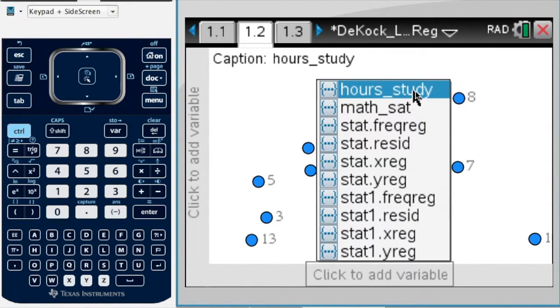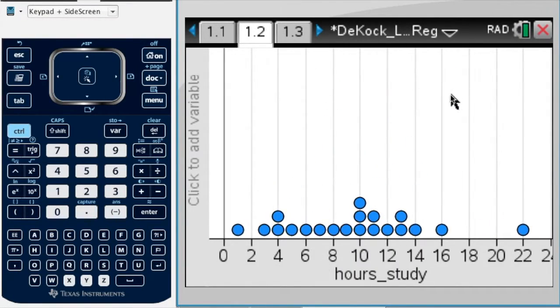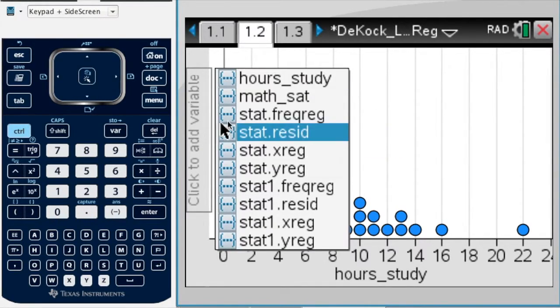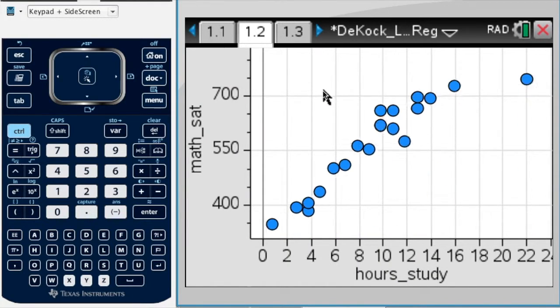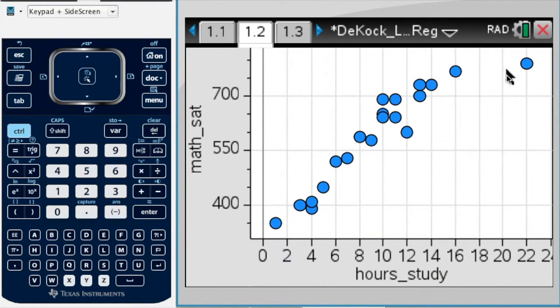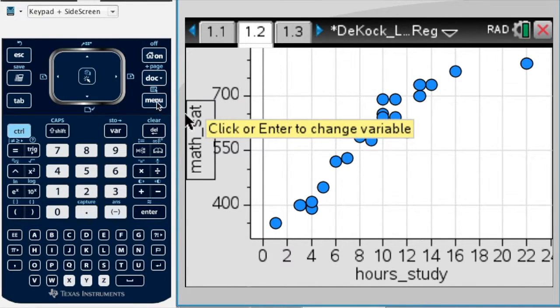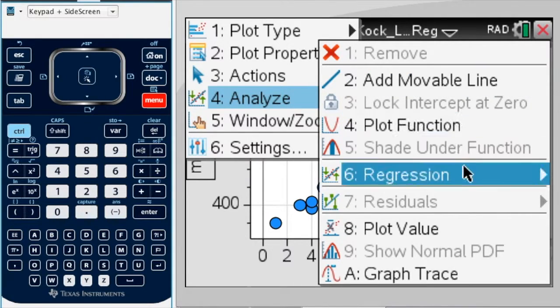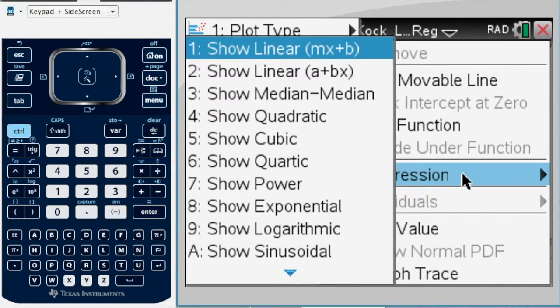And let's add our x variable, hours of study. There's a nice little dot plot for us, but we want the scatter plot, so click to add a variable on the right side, pick Math SAT, and here's our scatter plot. Now let's find the regression equation. Press Menu, Analyze, and then Regression. And there's a similar list to what we saw earlier.